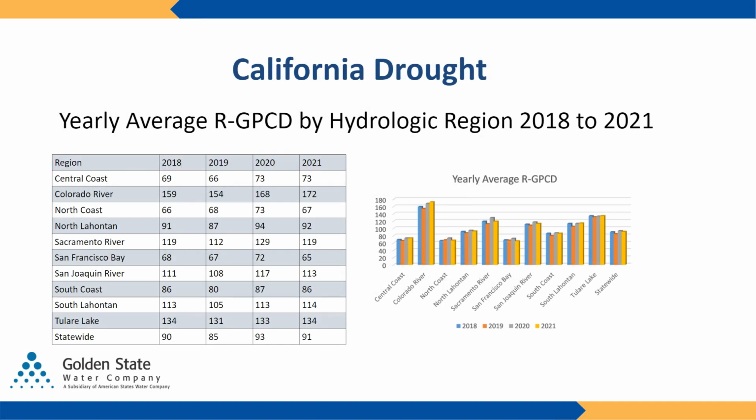Statewide average residential gallons per capita per day for 2021 was 91 gallons, down slightly from 2020. The table shows yearly average residential gallons per capita per day by hydrologic region of California. These figures vary throughout the state, with the San Francisco Bay region reporting the lowest average water use at 65 gallons per person per day in 2021, and the Colorado River region reporting the highest average water use at 172 gallons per person per day.